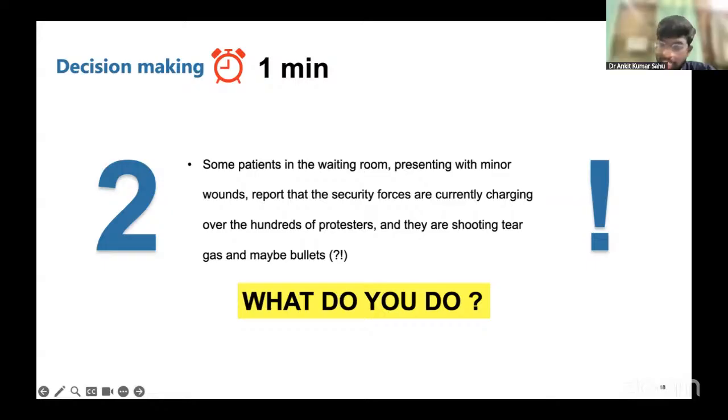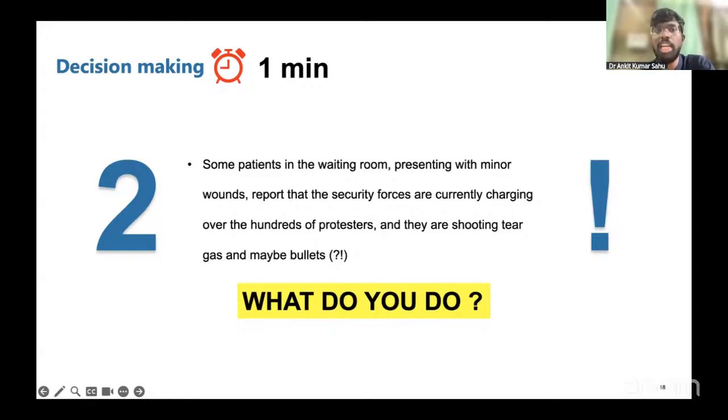So now the point is, you are right. You have to activate the MCM. What you are suggesting is that triage will be done. Now this is the job of the personnel on the emergency unit on the floor. You are going to activate the MCM. Now you have found that some patients are in the waiting room presenting with minor wounds, and reports say security forces are currently charging. So now you are in doubt whether the patients are going to come to you or not. So again, confirmation is very necessary.